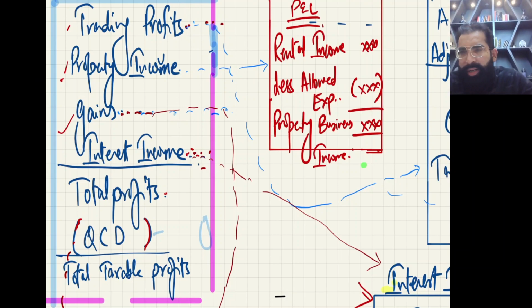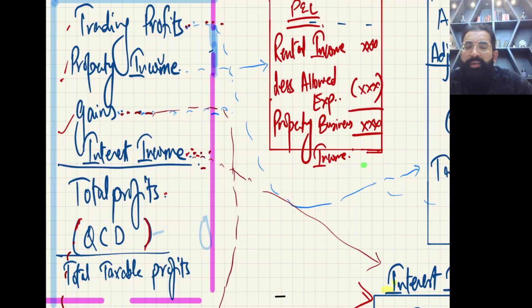You know how to calculate it. I just taught you. Then property income, which has a separate P&L. Gains has a separate working. And interest income, once again, has its own separate working. The famous name of the interest income box here is loan relationship. Now, once you add these four, you get total profits.